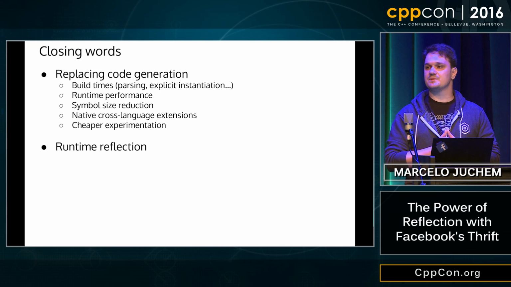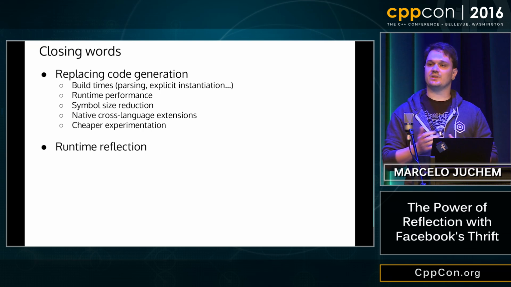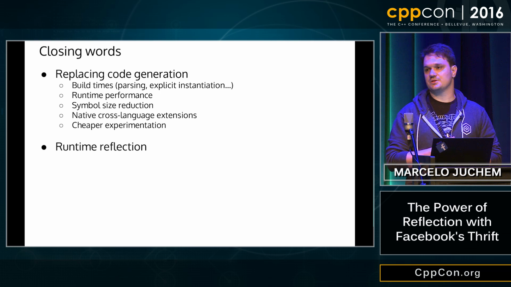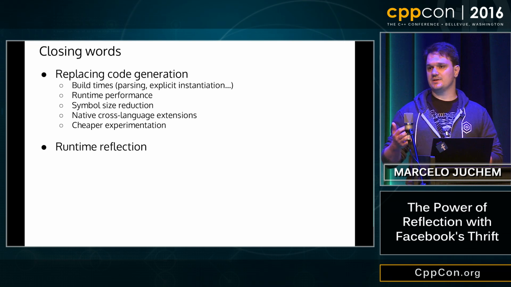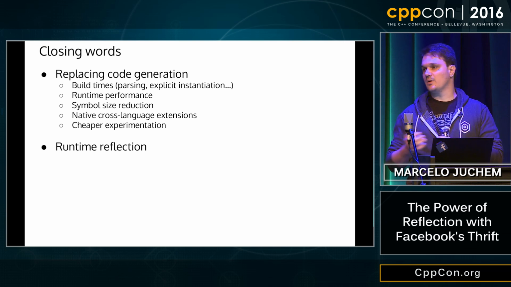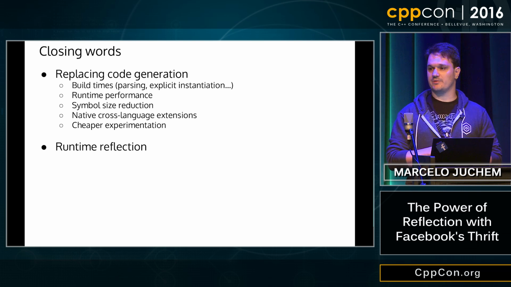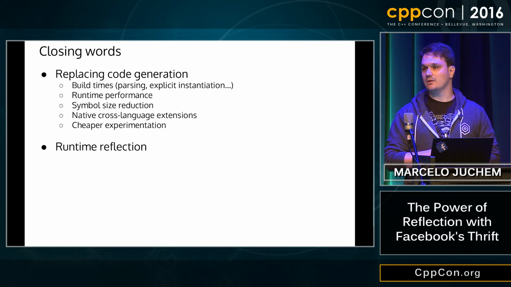For instance, build times. You don't have to instantiate a lot of templates. You can simply iterate over data. You pay the price for runtime performance, but on some occasions you just don't care, right? And also, although runtime reflection is a little bit limited because you don't have access to the types themselves, a lot more people can use runtime reflection than can use compile time reflection. So you wouldn't need metaprogramming skills, for instance, to use runtime reflection. So it's something that I'm also planning on adding soon.